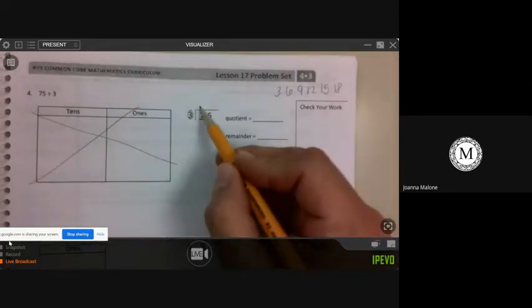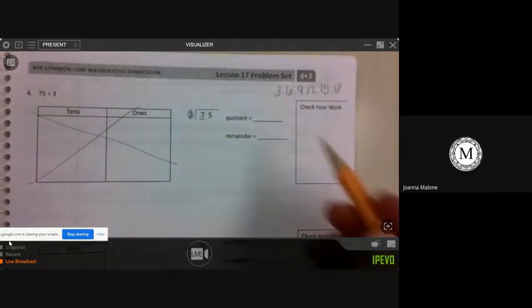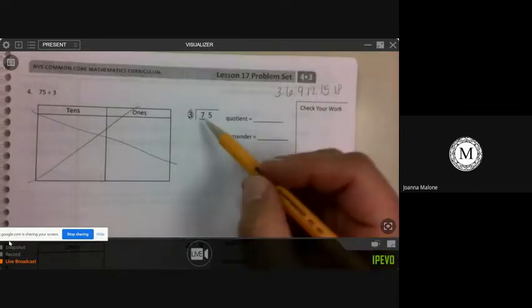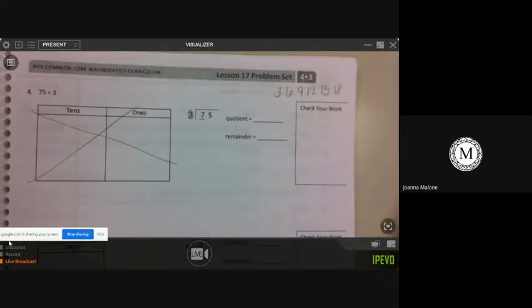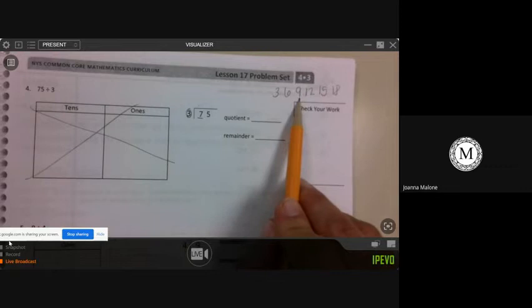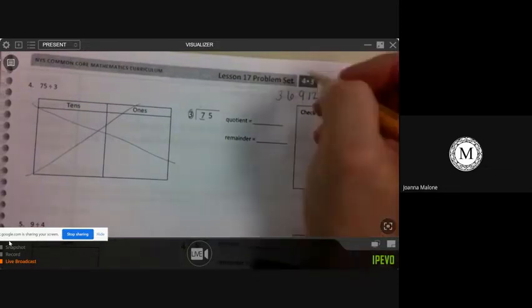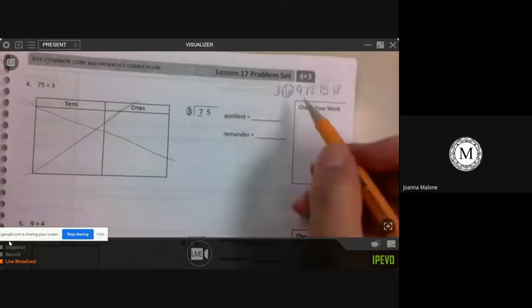7 divided by 3. How many groups of 3 can I make? Tell me what number I'm circling. How many discs am I going to use to make even groups of 3? Am I going to use 3 discs, 6 discs, 9 discs? How many? Yeah. So that means I'm going to have 1.